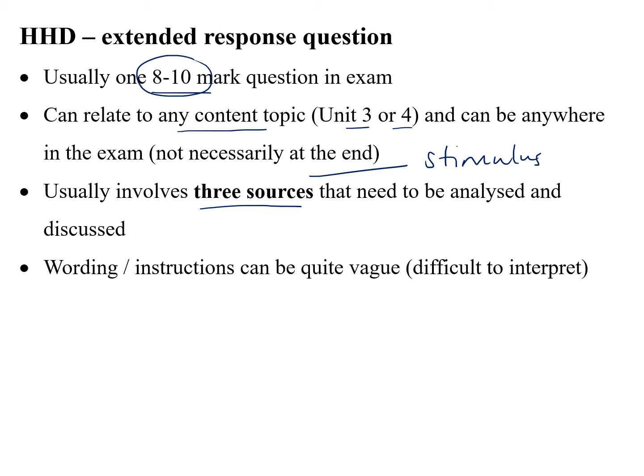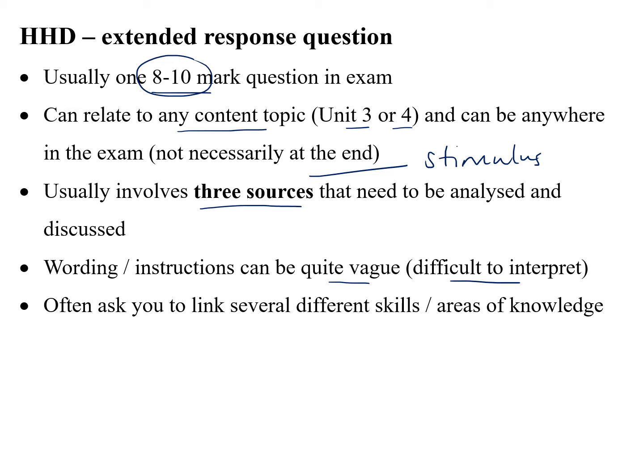The wording or the instructions for these questions can sometimes be quite vague. What I mean by that is it's not necessarily really clear what it is that it's asking you to do, not like the other questions where it might say, explain how this causes this. These can be a bit more vague, which can make it quite difficult to interpret that question. These questions often ask you to link several different skills or areas of knowledge. So again, I'll go through some examples with you.